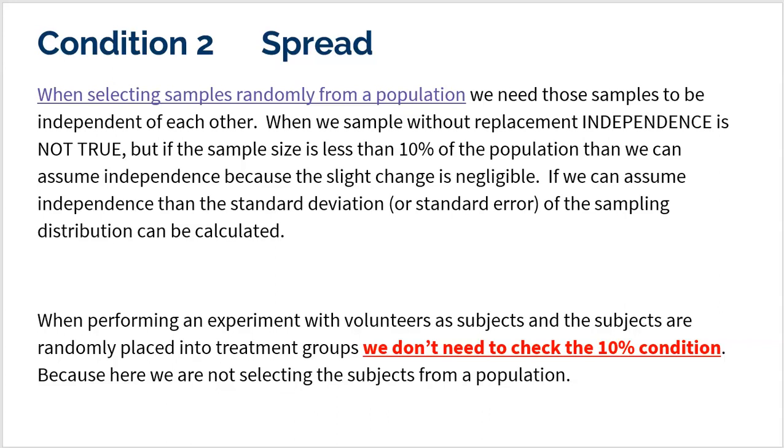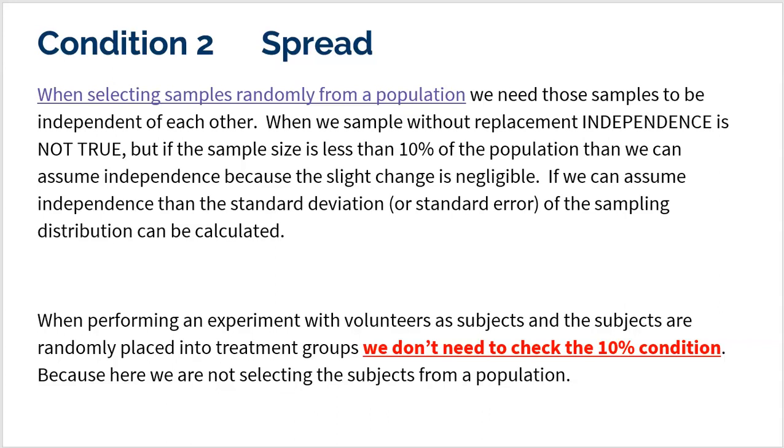But remember, the rule says as long as our sample is less than 10% of the population, we can assume independence is still okay because the slight change is negligible. We just don't worry about it. That's why the second condition is called the 10% condition. We need our sample to be under 10% of the population to assume independence. And if we can assume independence, we could calculate standard deviation, or typically we have to calculate standard error. And that's totally okay, and that's awesome.